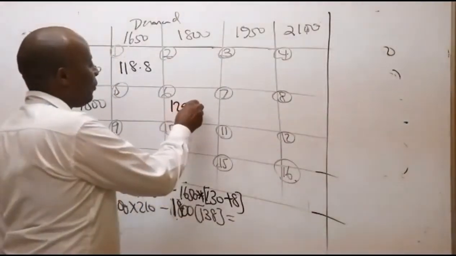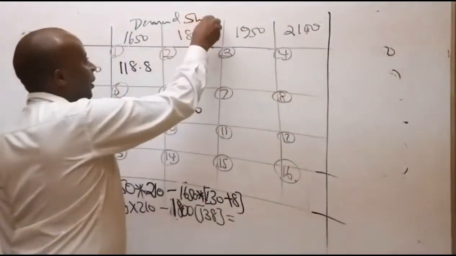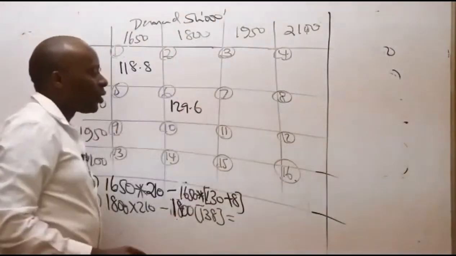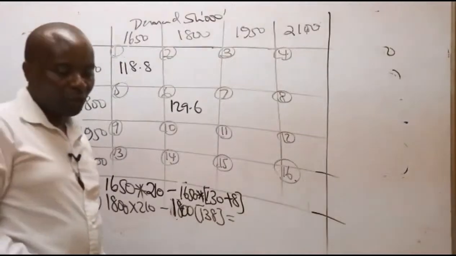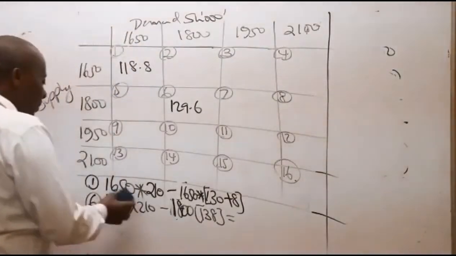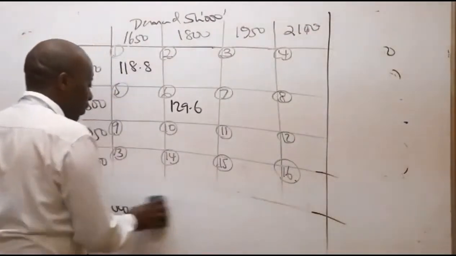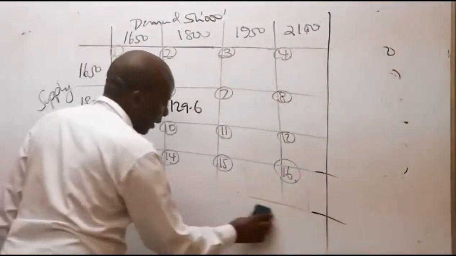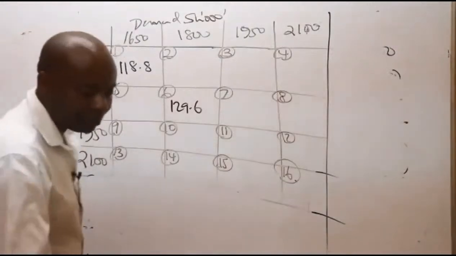129.6. I want my figures to be in shillings thousands. Payoff table in shillings thousands. So please go to number 11. Somebody give me the one of number 11 very fast. Perfect matches first. I would want to get rid of them.